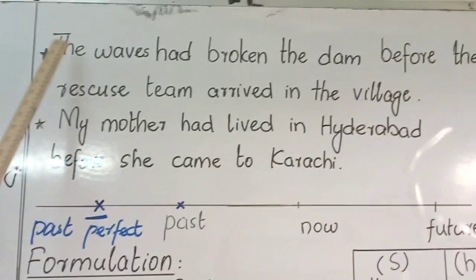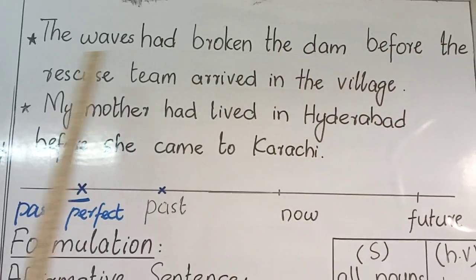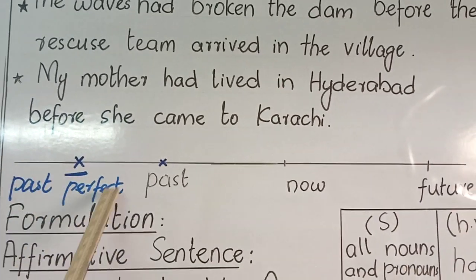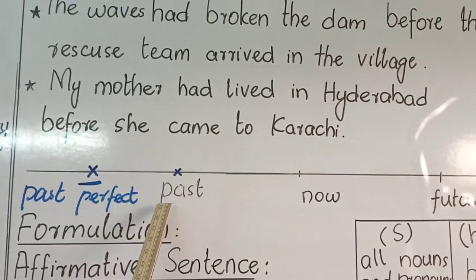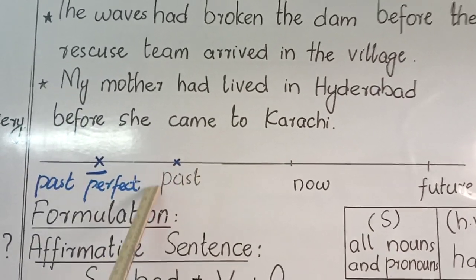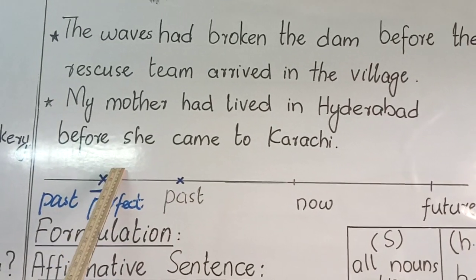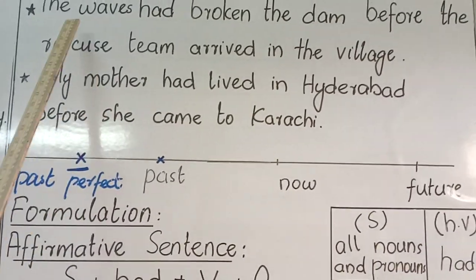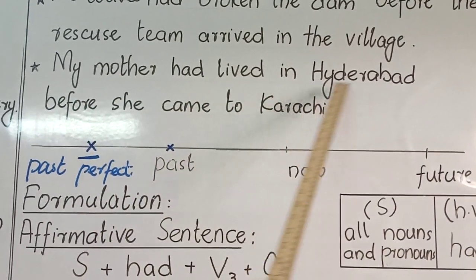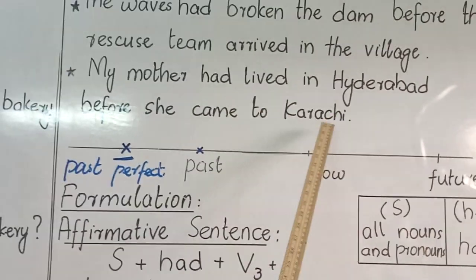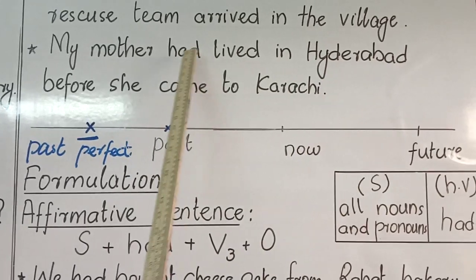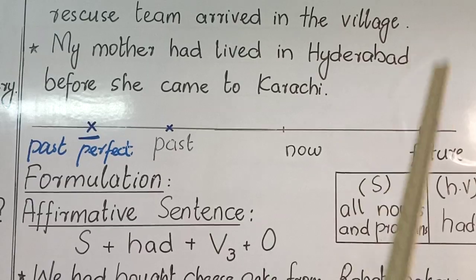Next example is, the waves had broken the dam before the rescue team arrived in the village. So here sometime the waves had broken the dam. After this, the rescue team arrived. When the rescue team arrived in past, that is past indefinite tense or past simple tense. But before this action, another action had happened and that was the waves had broken the dam. That was past perfect. Next example is, my mother had lived in Hyderabad before she came to Karachi. So she came to Karachi in past, but before that past, she had lived in Hyderabad. So this is her past perfect action.